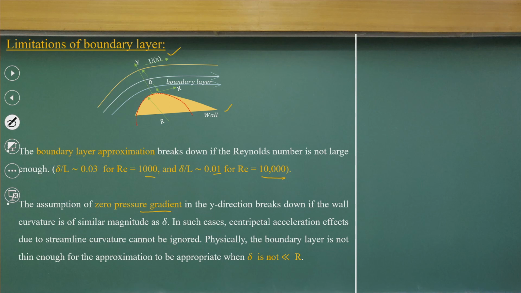So, that is what happens: if the wall curvature radius is of smaller magnitude than the boundary layer thickness, then the centripetal effects and streamline curvature cannot be ignored. Physically, the boundary layer is not thin enough for the approximations to be appropriate when the boundary layer thickness is not much less than the R values. So, that is what we try to do.